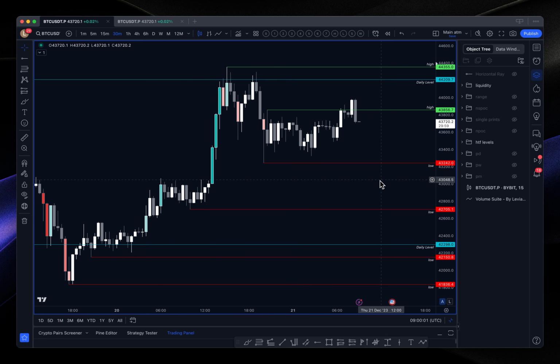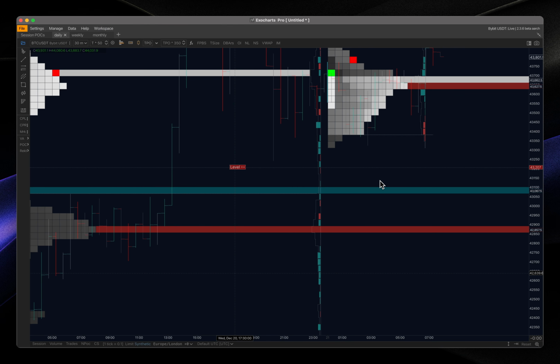Although in this case it's a small gap, generally the gap and the single print will be much larger, and then you can focus on separating the initial first touch into the level and once it's been filled. Anything in between, I'm not interested in trading. Okay, that's important to note in terms of single prints.